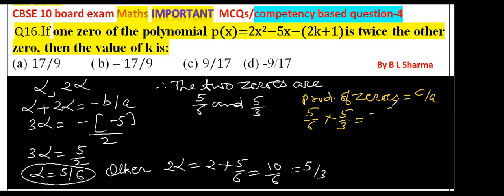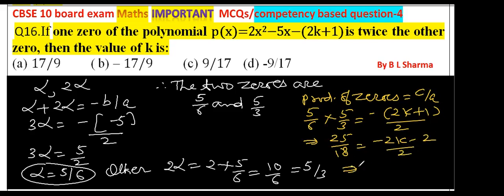Here c is minus 2k plus 1 upon 2. I think now you can calculate, that is minus 2k minus 2/2, and on calculation it gives us, therefore, k is -17/9. I think you can calculate this. So B is the correct option.